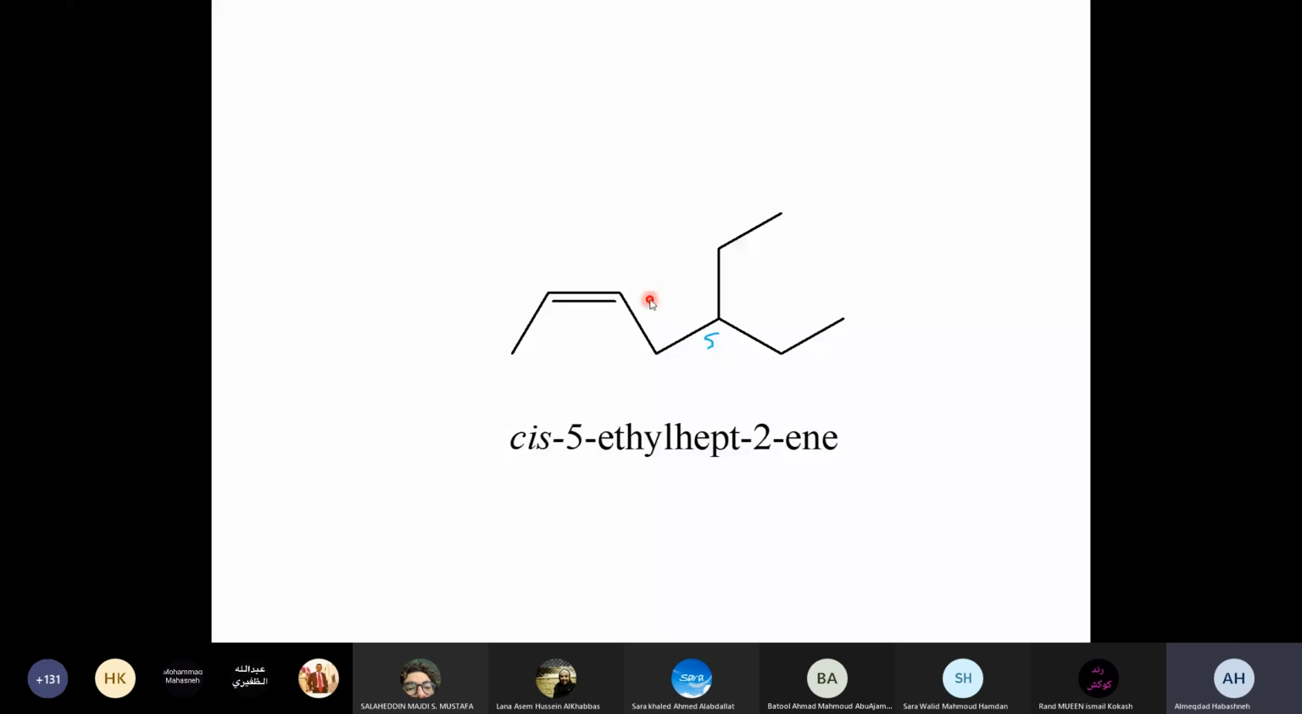Now, is it di-substituted? The answer is also yes, because it is connected to two groups which are not hydrogen, this group and this group. And those two groups are on the same side. Both are down. So it is cis. It is cis 5-ethyl hepta-2-ene.